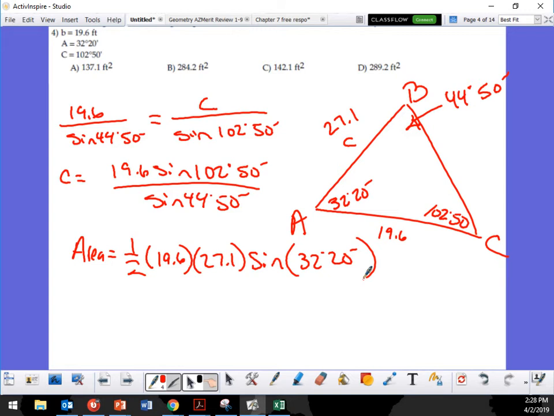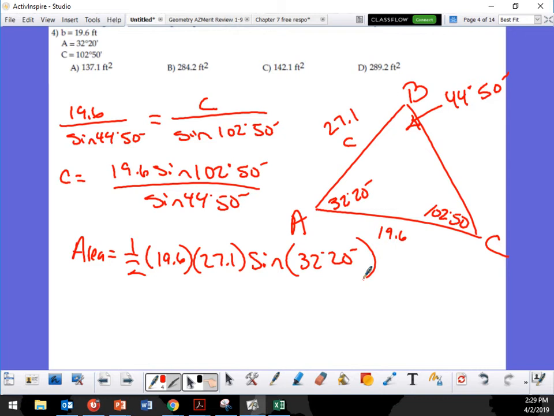I've actually put it away. It's still not going. 142.0, wait, 142. It says 142.1, but I got 142.0. Who got what? 142.1 feet squared.